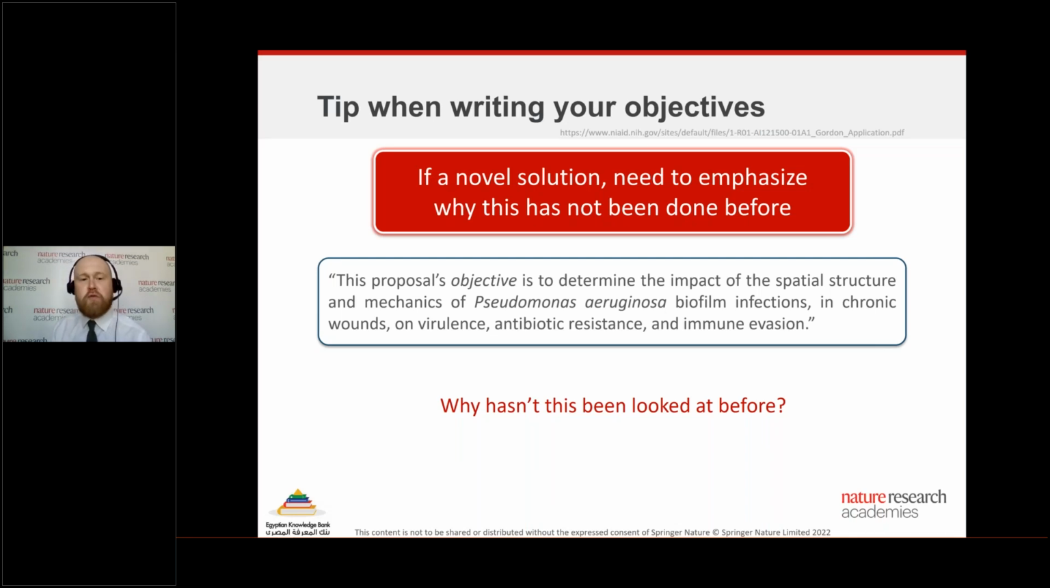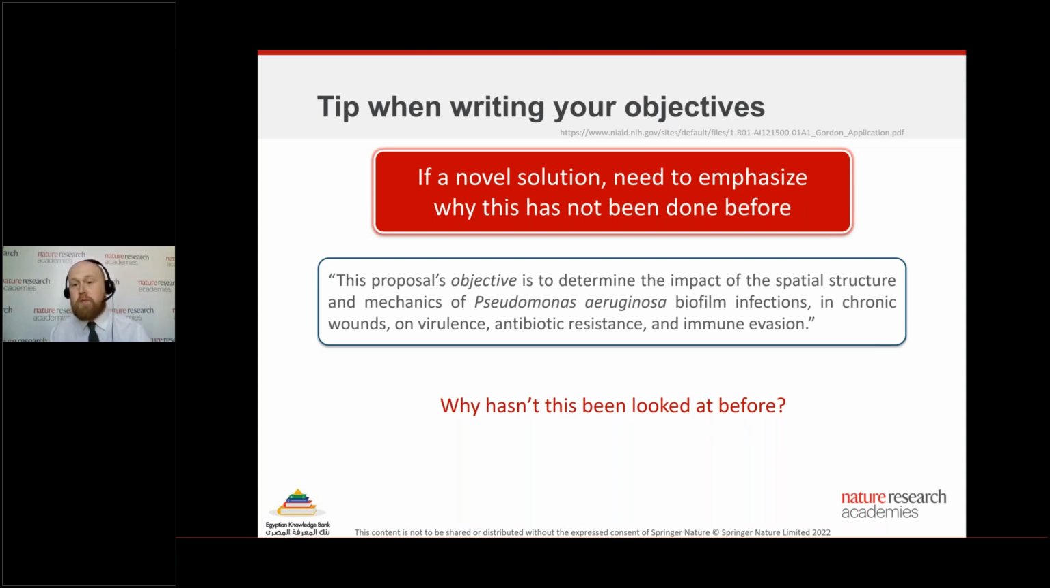Okay, so let's have a think about writing our objectives. If you have a novel solution, you do need to emphasize why it hasn't been done before. Let's have a look at this example. This proposal's objective is to determine the impact of the spatial structure and mechanics of Pseudomonas aeruginosa biofilm infections in chronic wounds on virulence, antibiotic resistance, and immune evasion.